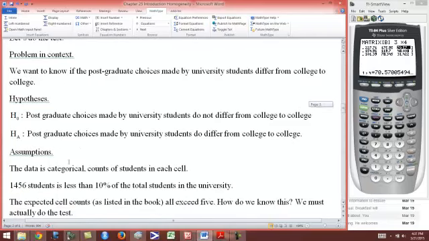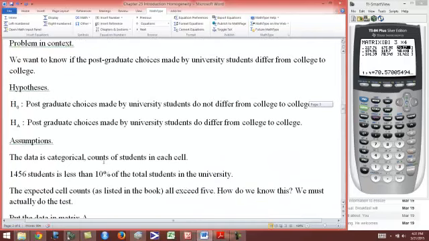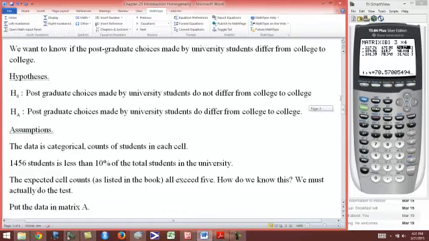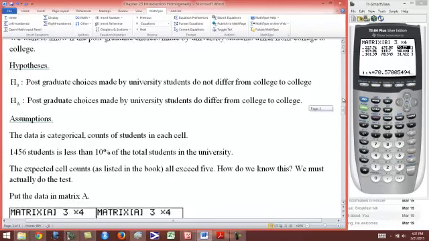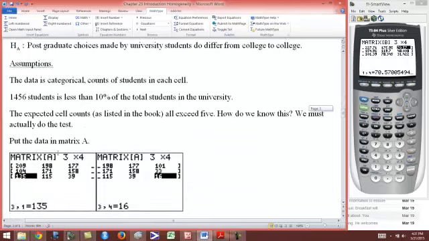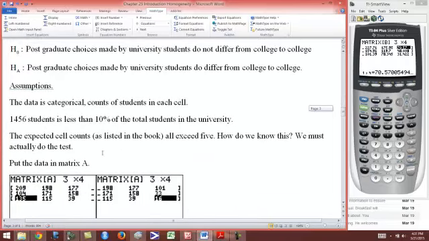P, problem in context. Okay, we want to know if the postgraduate choices made by university students differ from college to college. Okay, at whatever university this is. Hypotheses. Postgraduate choices made by university students do not differ. They do differ. Okay, notice there are no symbols involved, but there's an assumed population parameter. They don't differ. They do differ.